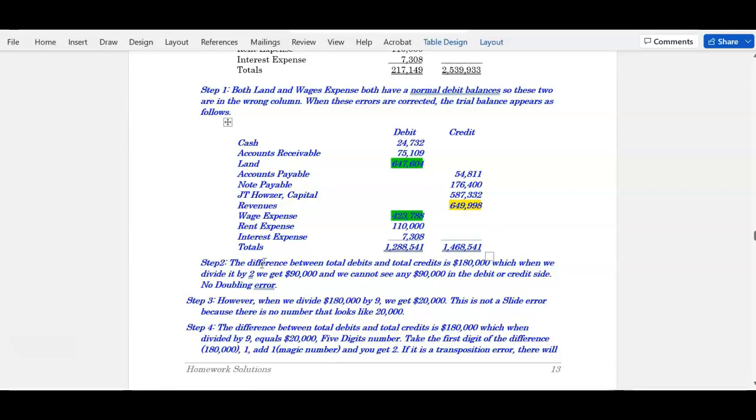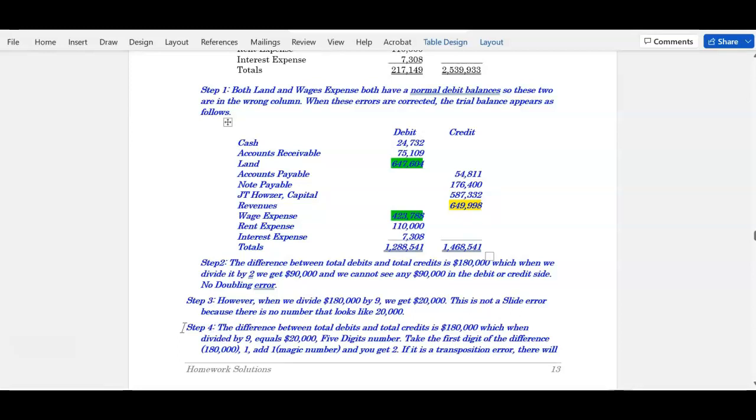Fix that. Step 2 is double checking that, and your doubling errors will be all gone, and you go to step 3. Step 3, you divide $180,000 by a magic number of 9, and we get $20,000. And then you look in your numbers, you see anything that looks like 20,000? How about 2,000? How about 200,000? No? So it's not a slide error whatsoever. Okay, then move to step 4.